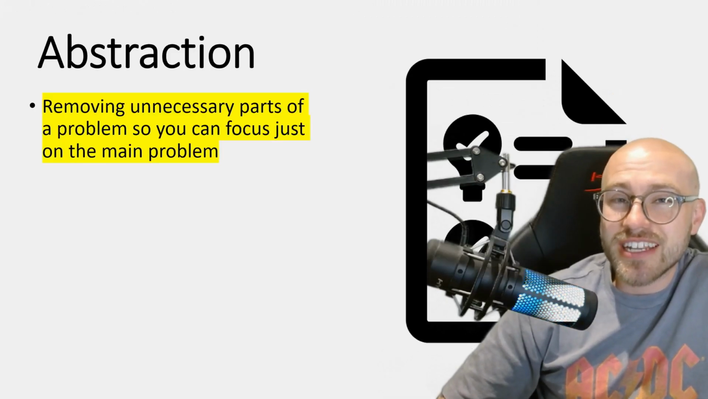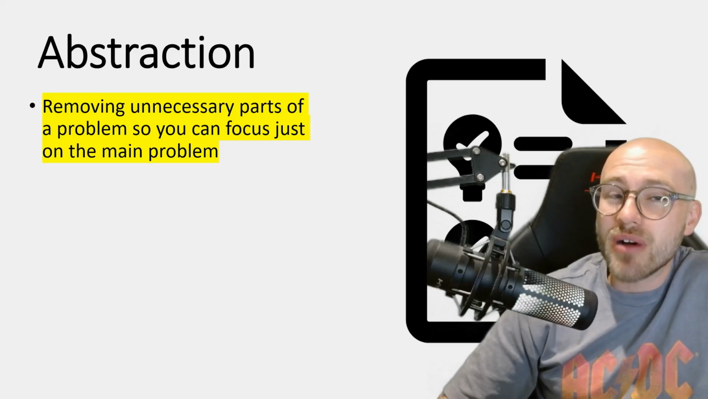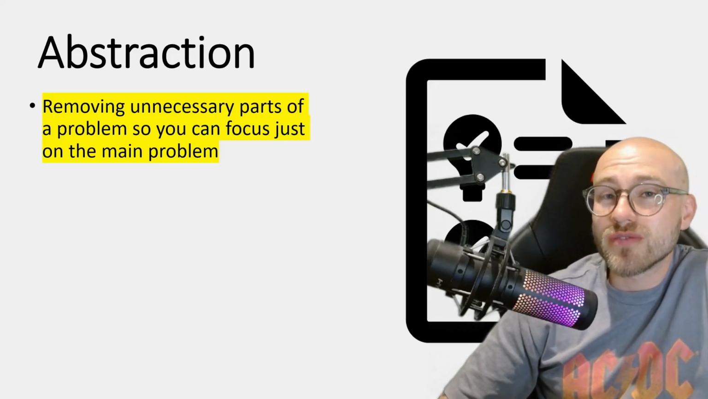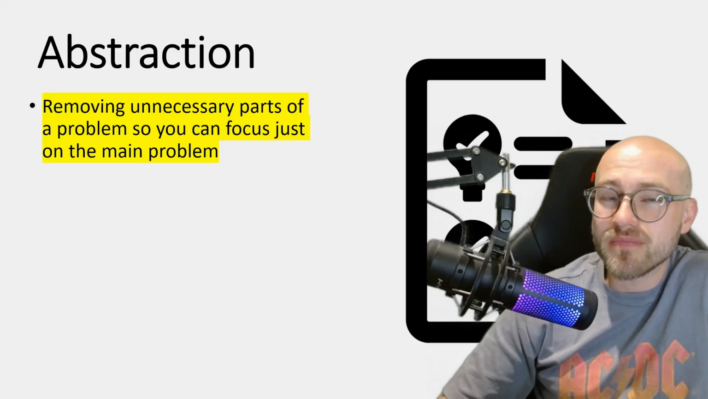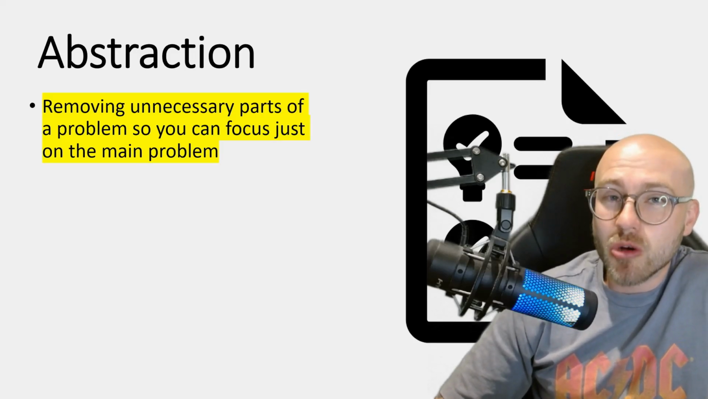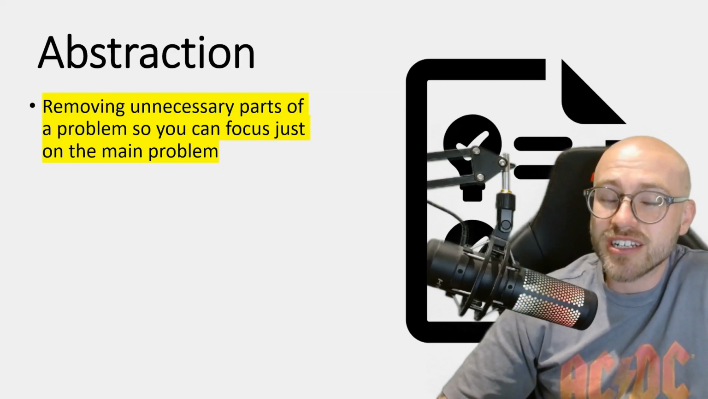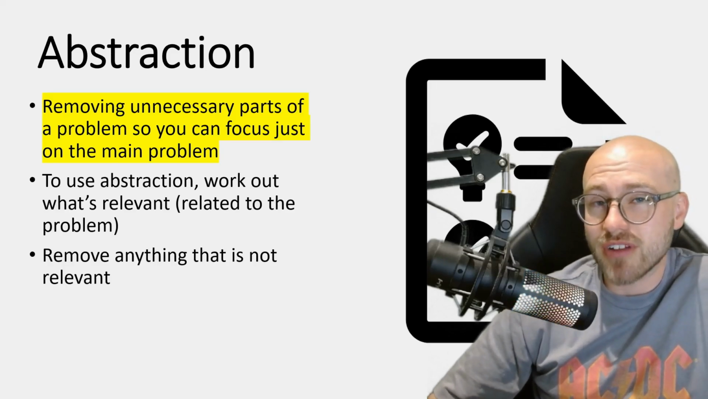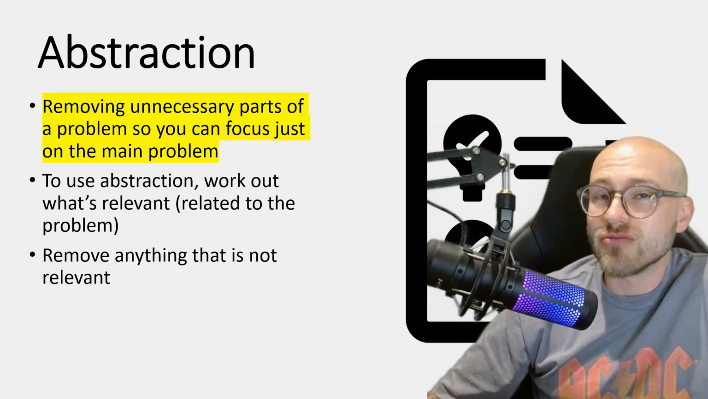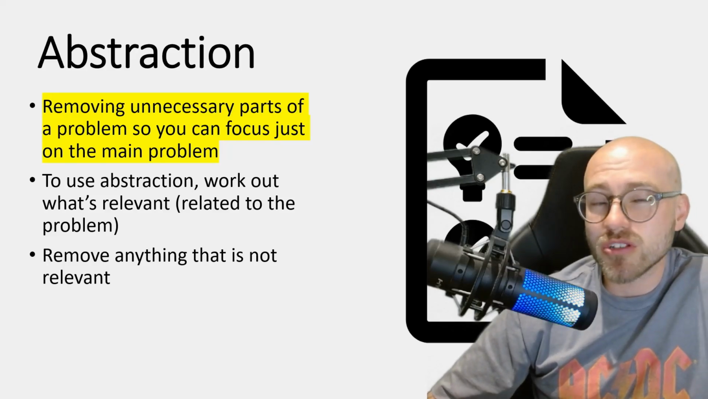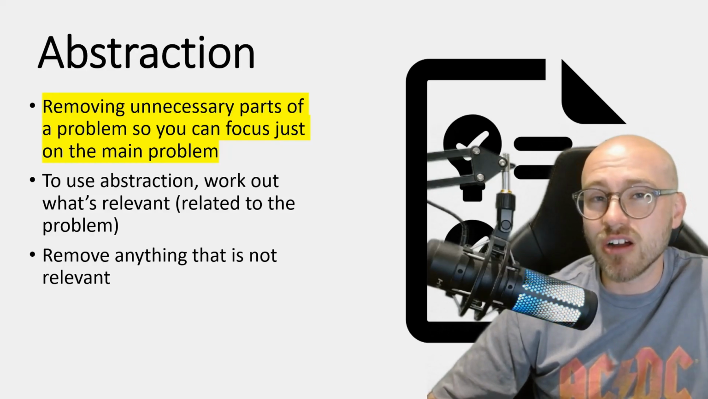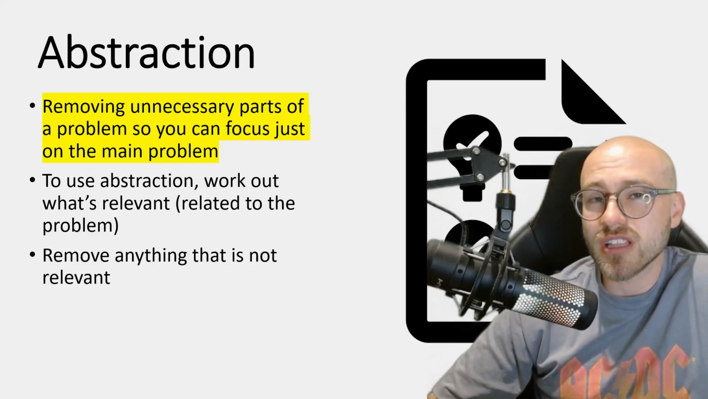And as a definition, it's removing unnecessary parts of a problem so that you can just focus on the main problem. Now that's a really common question that comes up on your paper 2 exam as a definition. It's usually a 1-mark question and this is the answer. So to actually use abstraction, you need to work out what is relevant in the problem and then what's not relevant. So you get rid of anything that's not relevant and then you can just focus on the main problem.